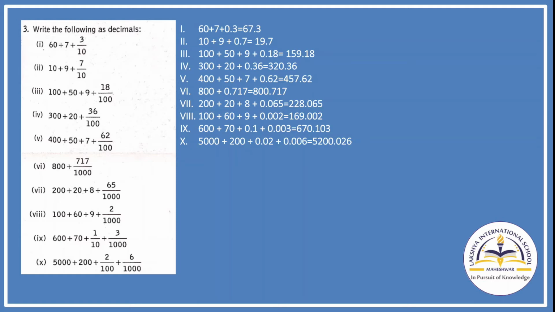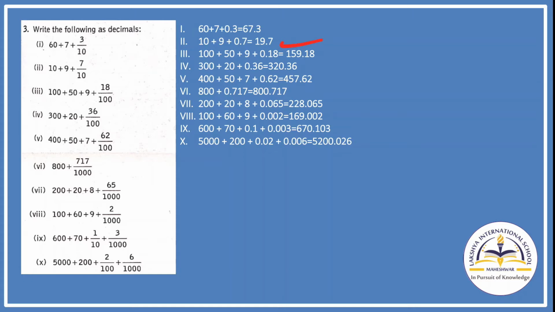Now question number 3, write the following as decimals. Now here you have to write them in decimals. Now you can see 60 plus 7. Now 3 by 10 means 0.3. Now this is 67.3. This will be the answer. Now question number 2, 10 plus 9 plus 7 by 10. 10 plus 9, that is 19. 7 by 10, when you divide, you will get 0.7, means 19.7 will be the answer.